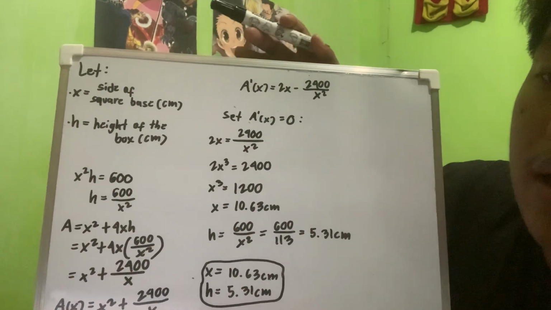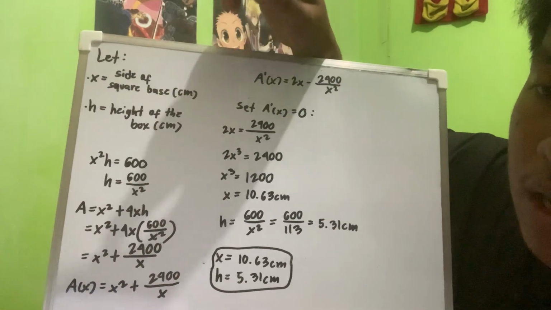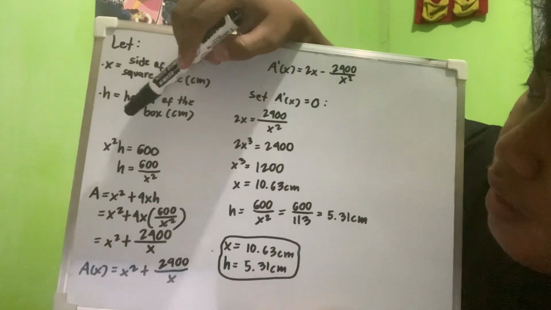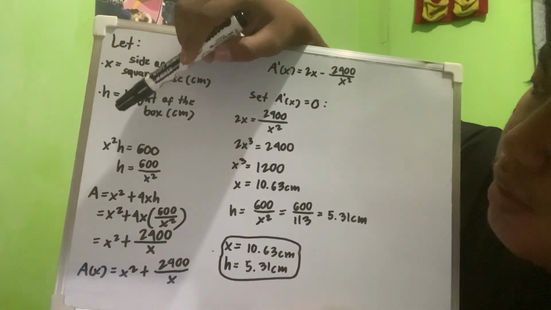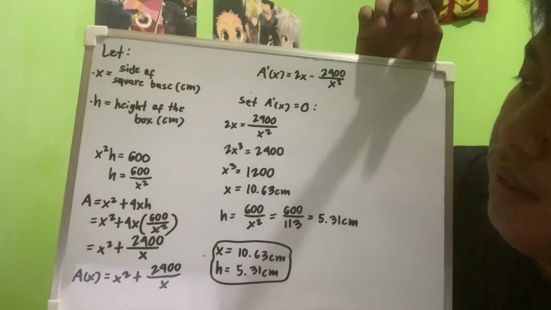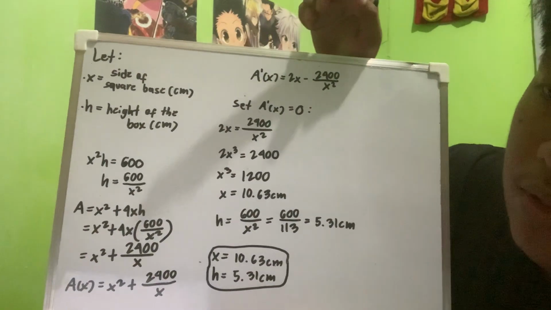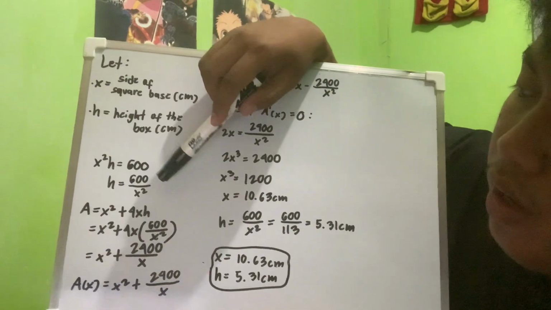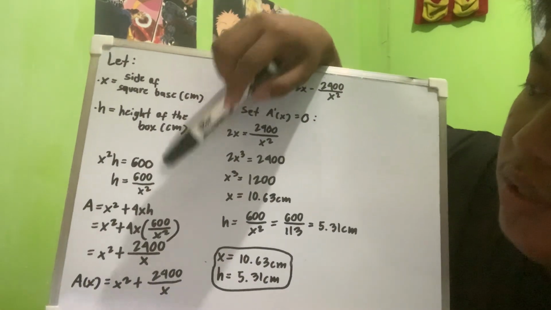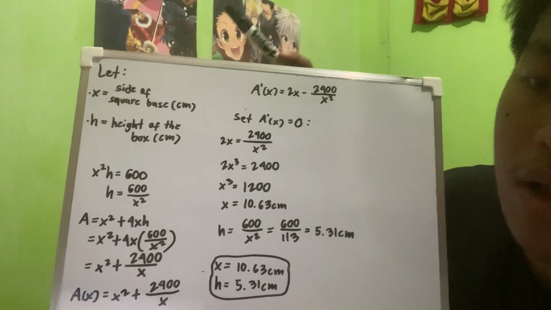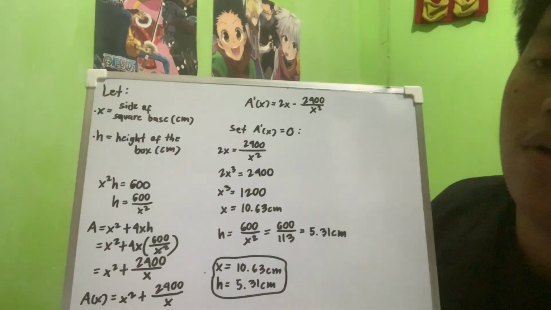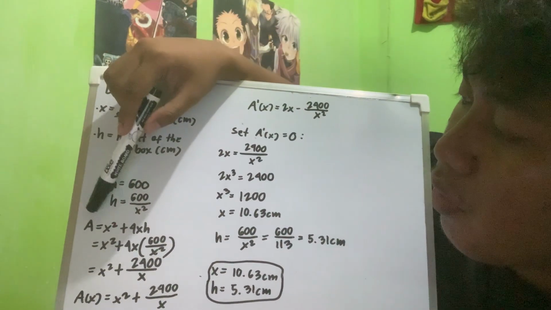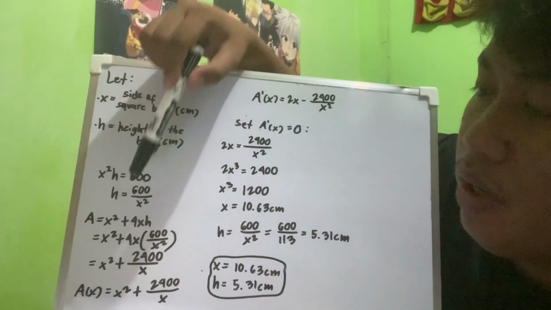So the volume is x squared h equals the volume. So x squared h equals 600, and so h equals volume over x squared. So h equals 600 over x squared. Then we find the surface area. The surface area A equals x squared plus 4xh.